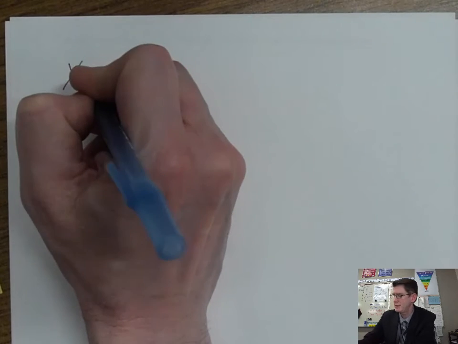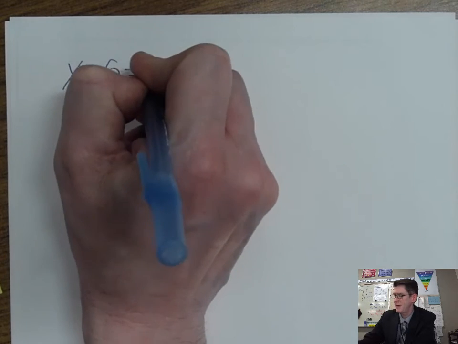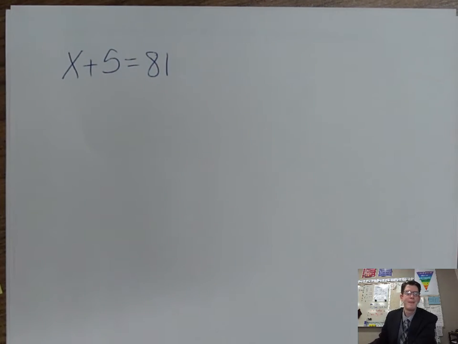So take a look. Let's say you've got an equation that looks something like this. X plus 5 equals 81. And the purpose of this is to try to figure out what that variable is. Now, ones like this you can probably do in your head. But we're trying to teach you the process.